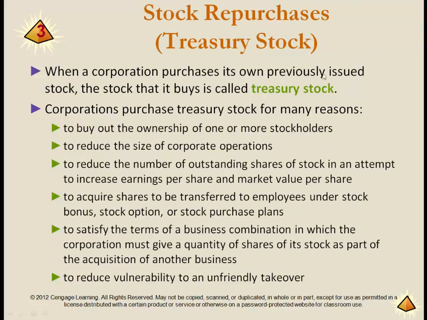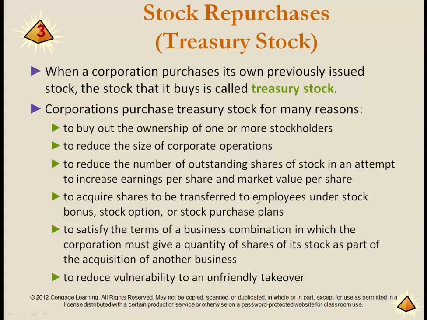So organizations buy treasury stock. They buy back their stock is really what this is saying. So when they buy it, they would debit treasury stock. It's a contra stockholders' equity account, and they would credit cash. But why do they do this? Because they want to buy out ownership of one or more shareholders. They want to reduce the size of the corporate operations. The next one is they want to increase the value of the share.